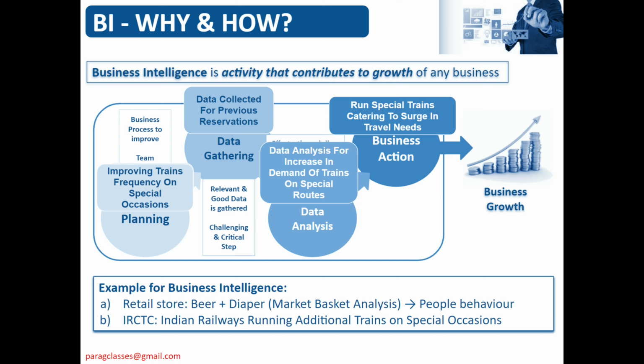Based on the reservations data collected over the past years, and applying business intelligence and analyzing in detail for forecasting of the demands for such festive seasons or special occasions, the Indian government is able to meet the rise in demands by proactively increasing the number of special trains as a business action, hence trying its best to cater to the surge in travel needs of its 130 million people across the nation during such scenarios.